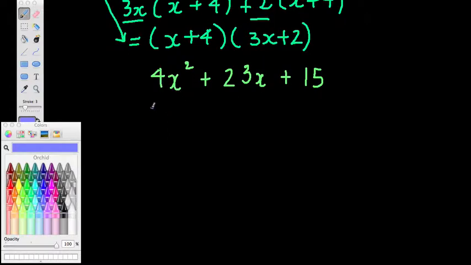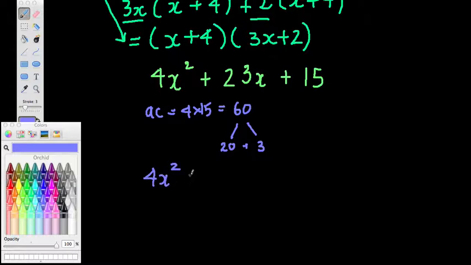So A times C we do first. 4 by 15, that's 60. Okay. Two numbers, they've got to multiply together to give 60, add together to give 23. So 60, it's 12 fives, but 12 and 5 is not 23. 15 and 4, obviously, because that's what we've just done. That's not going to work. It's 19. What about 20 times 3? 20 times 3 is 60, and they will add together to give 23. So that's our numbers. Let's rewrite this.